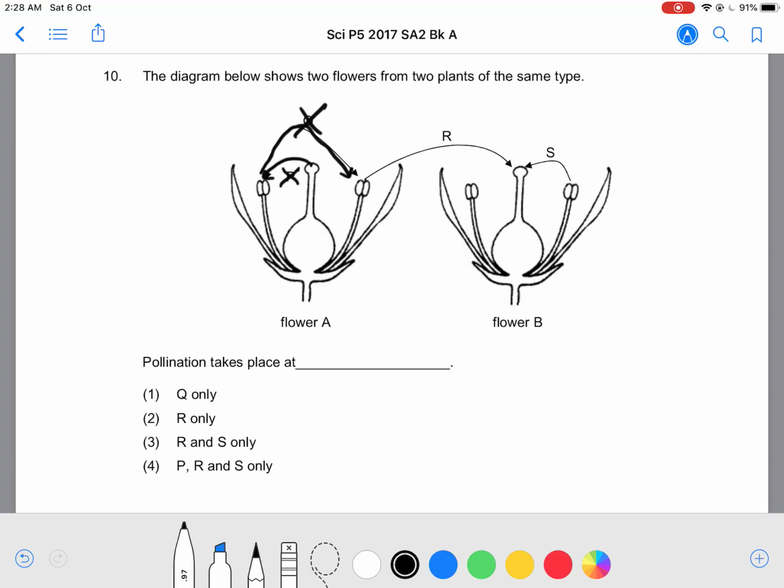Right, let's look at R. From a male to a female. Yes, there's a cross-pollination. So R is possible. And then let's look at S. S is from a male to a female. S is also possible. It's a self-pollination. So R and S is the answer.